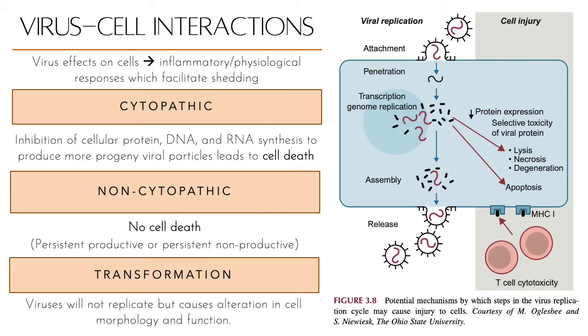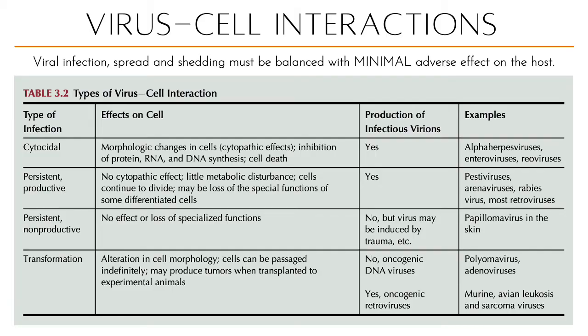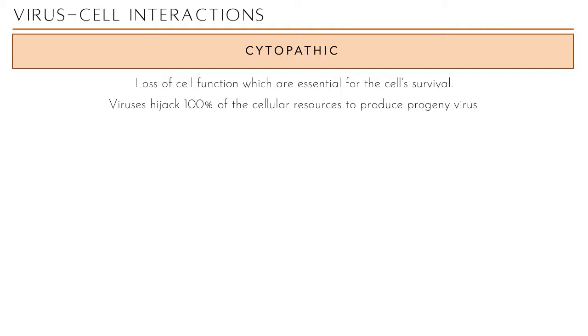To summarize all that, the goal of any virus is to facilitate infection, spread, and shedding, but it must be balanced with minimal adverse effect on the host. It cannot just use all the cells and kill them to produce all the progeny, because it can produce more if somehow the cell continues to live. So let's discuss first the cytocidal or cytopathic.